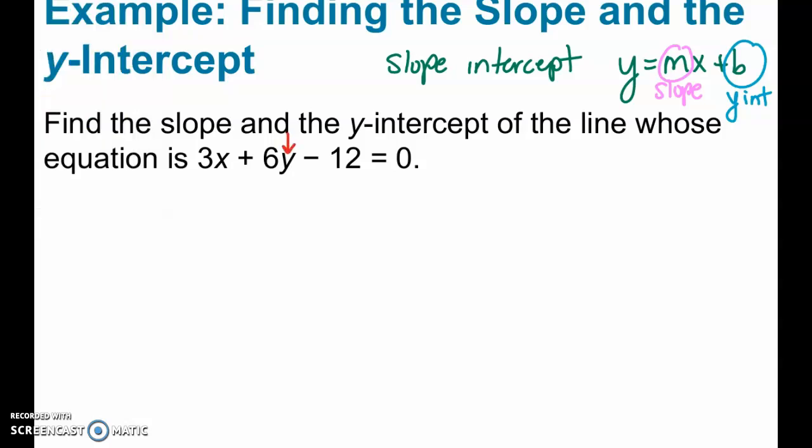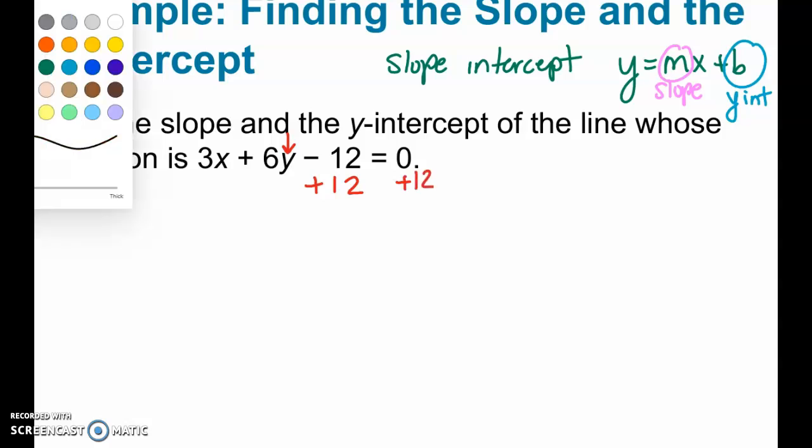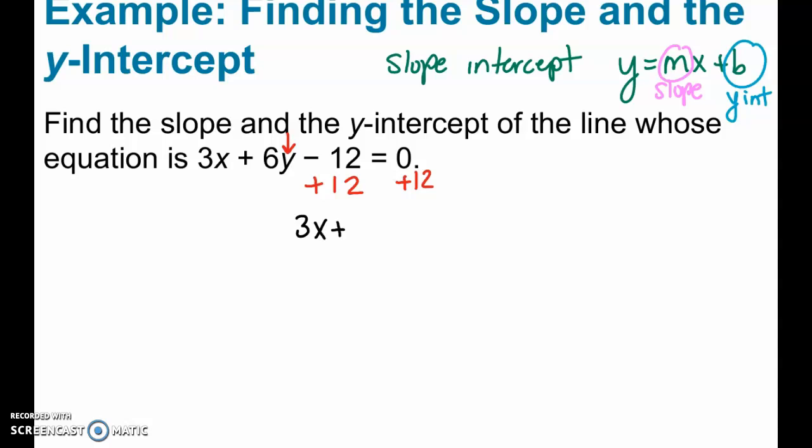Solving an equation for y means that you are going to get y by itself. So I see other things here other than y on this left side of the equal sign. So I need to get rid of those. And so the first thing I'm going to do is add 12 to both sides. When I add 12 to both sides, I'm going to be left with 3x plus 6y is equal to 12. This is still not solved for y. Y is here, and we have all this other stuff here.